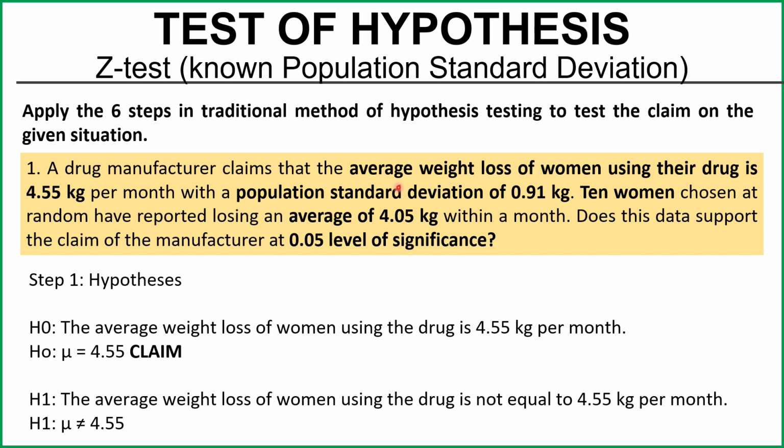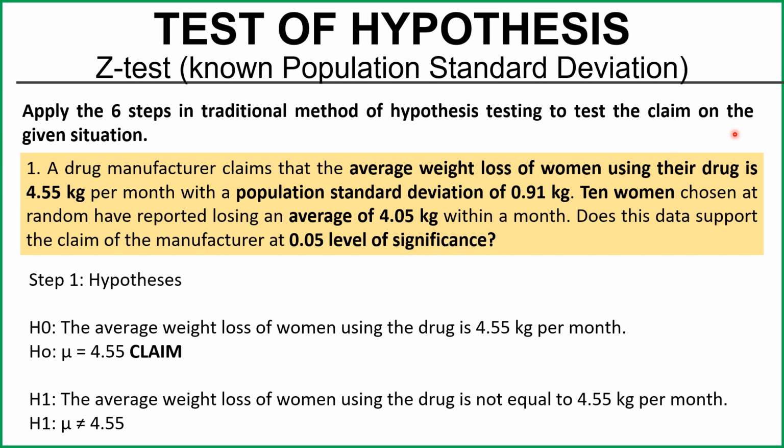So let me ask you, is our claim under the null or the alternative? If your answer is null, you are correct. Why is our claim under the null hypothesis? Remember the week 1 lesson? Remember the symbols? It says here, the average weight loss of women using their drug is 4.55 kilograms. So when you see the word "is," that symbolizes an equal sign, right? And we have the equal sign under the null hypothesis. So that's why our claim is under the null hypothesis.